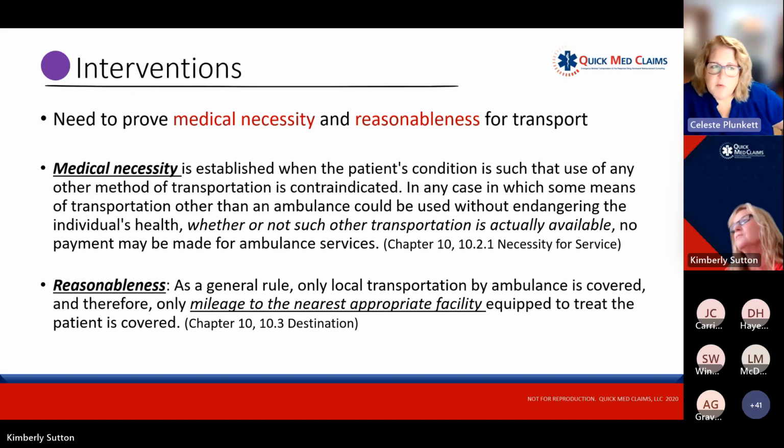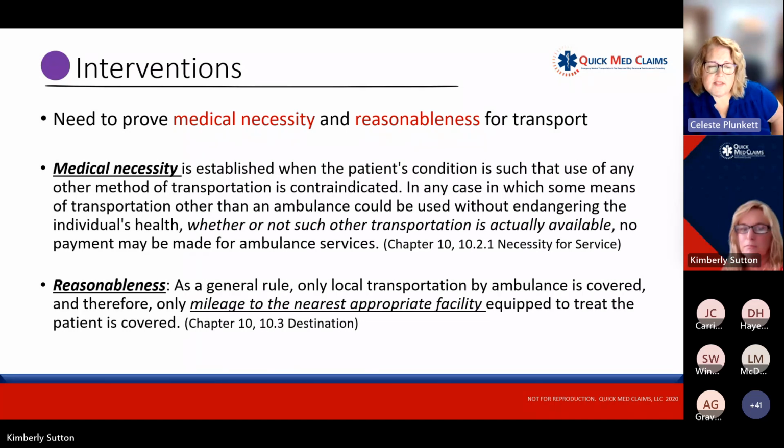So again, like we said earlier, we want to prove medical necessity, and we refer to Medicare because they are the highest, most difficult standard to meet, and the majority of the other payers follow suit with their regulations. So medical necessity says that all other means of transportation must be contraindicated in order to go by ambulance. Make sure you keep that in mind when you're taking these calls in. Even if you don't have a stretcher van or a wheelchair van in your fleet, Medicare doesn't care. They want to make sure that the ambulance and the medical attendant is necessary, and why.